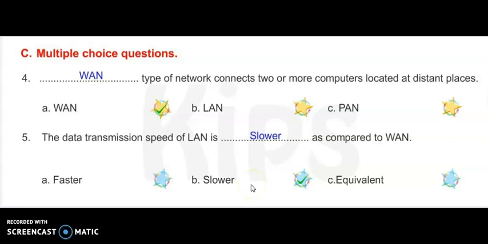Now 3 questions we have discussed: fill in the blanks, true or false, and multiple choice. This is your homework. Make one computer copy and be regular with your work. And next topic we will discuss in our next class.